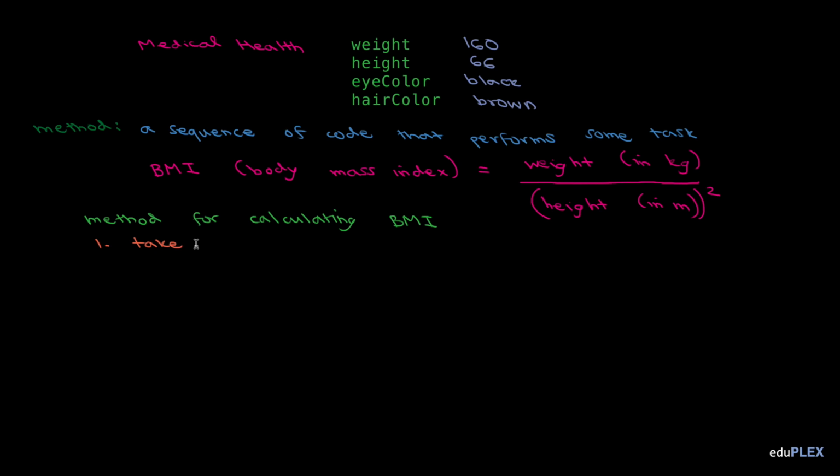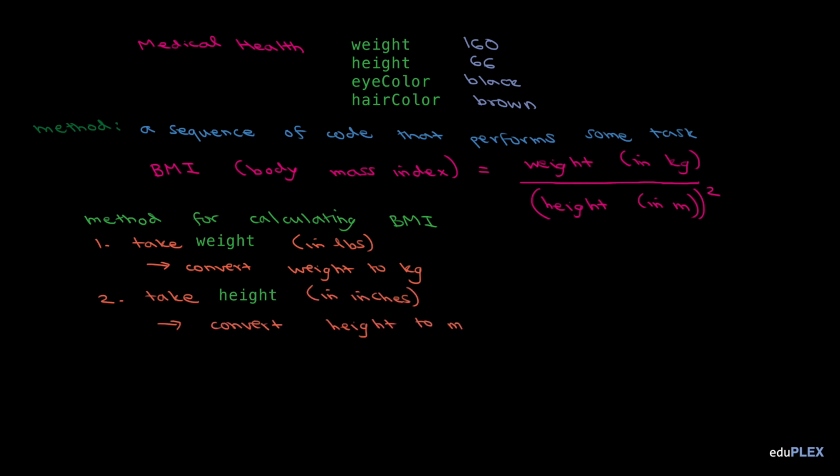So the method for calculating my BMI could do the following. It could take my weight, which is originally in pounds, and convert it to kilograms. It could then convert my height from inches to meters. Next, it would calculate my weight divided by my height squared and return that value.